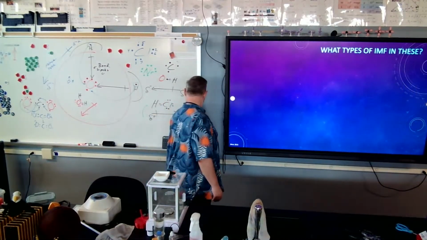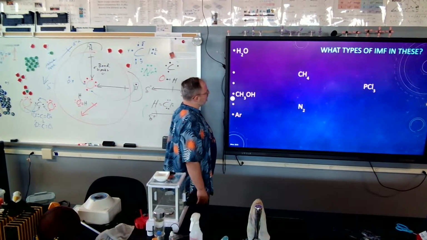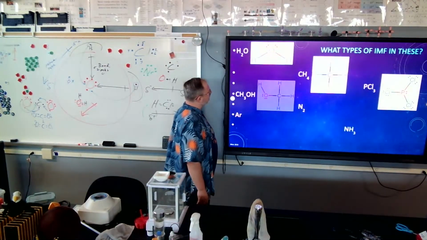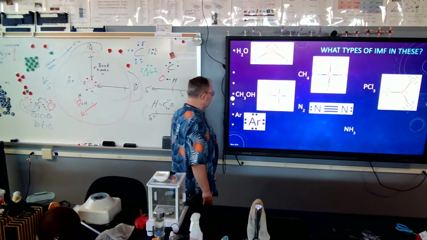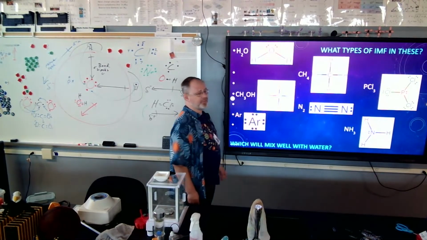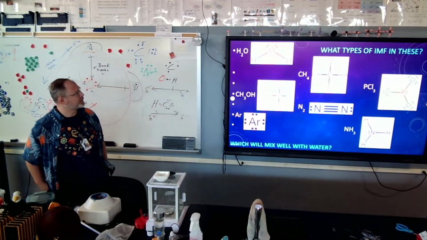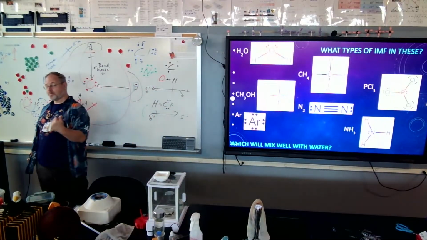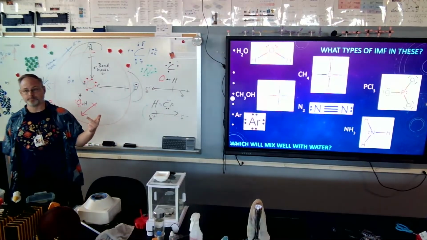Okay, so with your buddy, look at these molecules and determine with your best friend, is each of these molecules polar, non-polar, and if they're polar, do they have hydrogen bonding? Take a minute or two and look at these and determine which of the three, London, dipole-dipole, or hydrogen bonding, each of these molecules has.